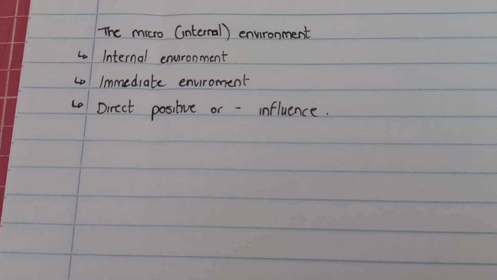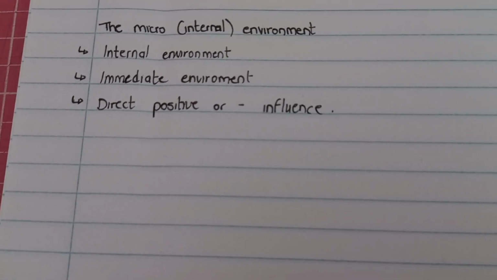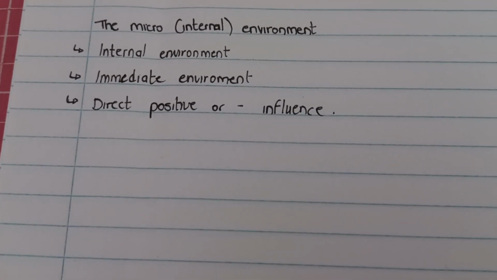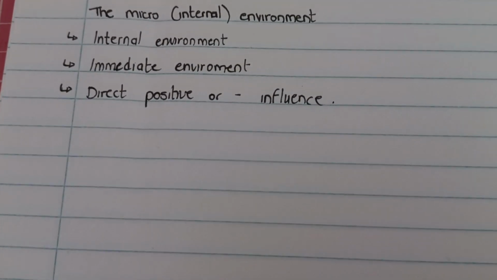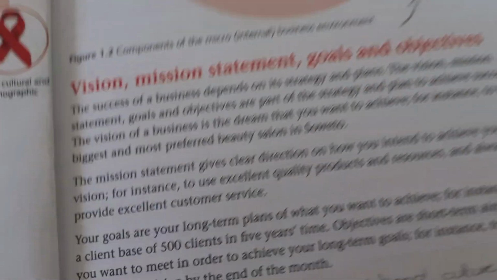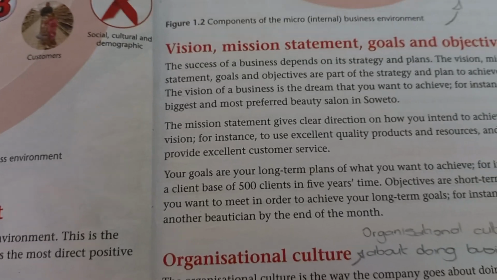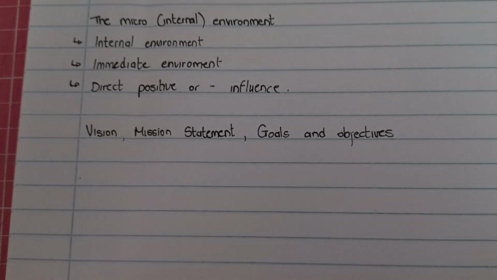Okay, so basically this is the internal section of the business. So basically it would be considered like things happening inside your company. Okay, so you could think of it as everything happening inside the walls of the building. Okay, so then here you have your vision, mission statement, goals, and objectives. So I'm just going to write that heading quickly.